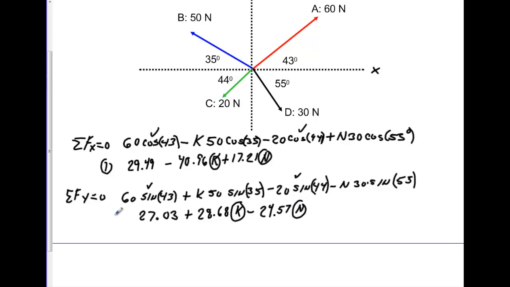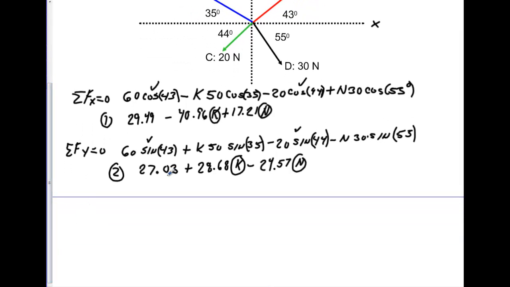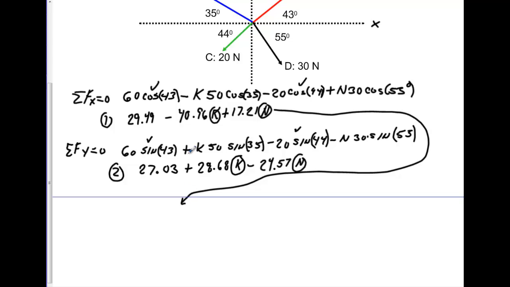Alright, so those are my two equations. I got two equations, I got two unknowns, so we know we can solve for these. Now there's a couple ways we can solve for these. We could solve by substitution, we could do elimination, or we could set up matrices. I'm going to go ahead and do substitution. So I'm going to take this equation here, bring it down here, and we're going to solve for one unknown.